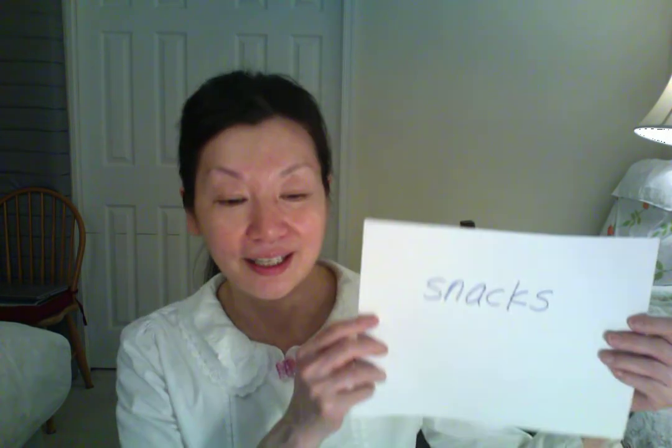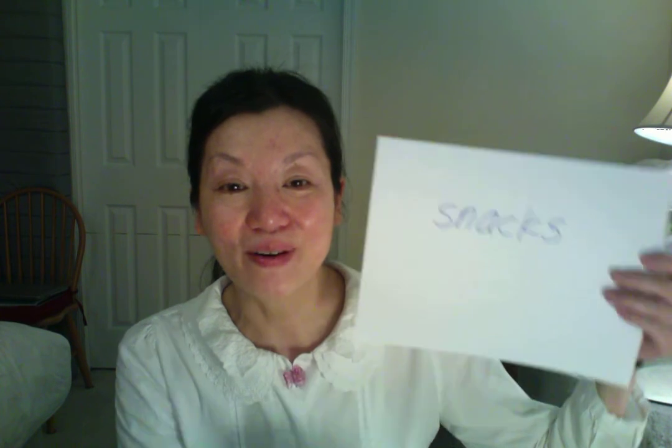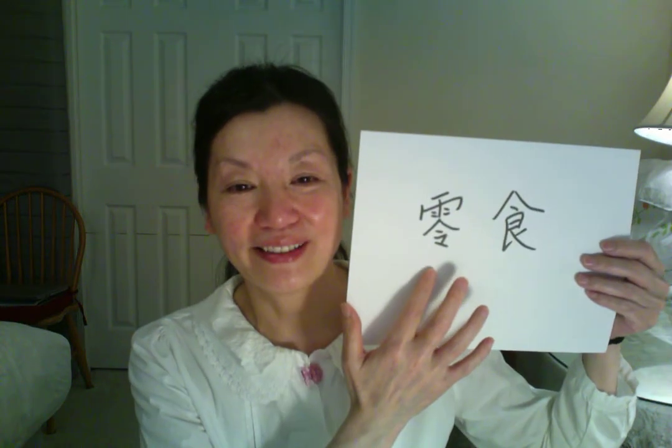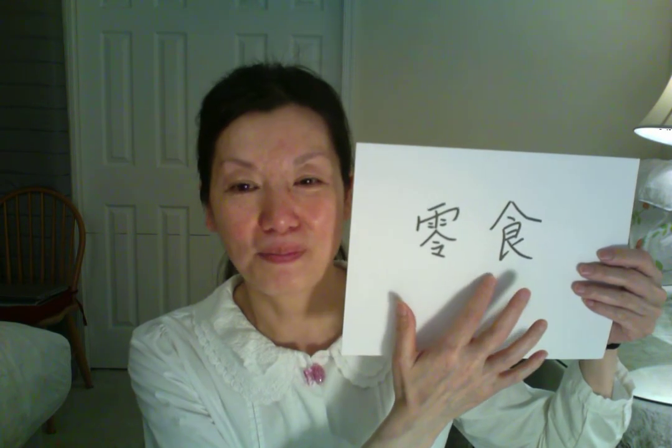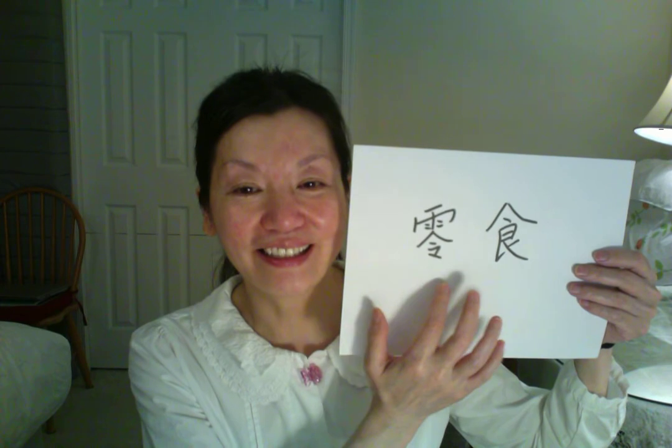Next one here. What do you say here? Snacks. Snacks in Chinese say what? 这个, we know this one, right? 零, zero. 零, 十, meal, food. 零食, snacks. 零食, snacks. Let's take a pinyin here.